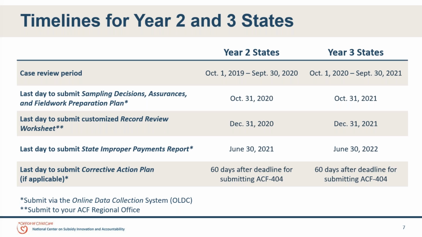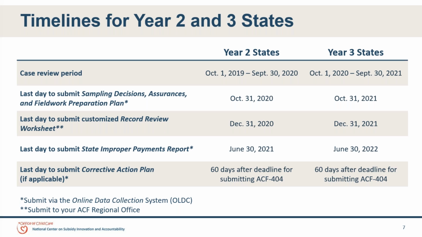So where are we at? The year 2s, you see your case review period there, October 2019 through September 30th, 2020. All of our year 2s have submitted and received approval of their SDAPs, the Sampling Decisions, Assurances, and Fieldwork Preparation Plan. If my notes are correct here, the record review worksheets have been approved for all but 2 year 2 states. They're in, or maybe some revisions are needed. So the majority of you are definitely on your way with the case reviews.